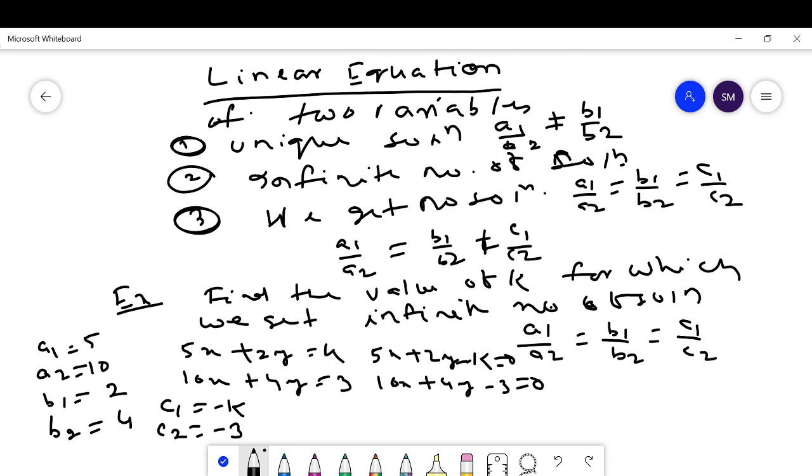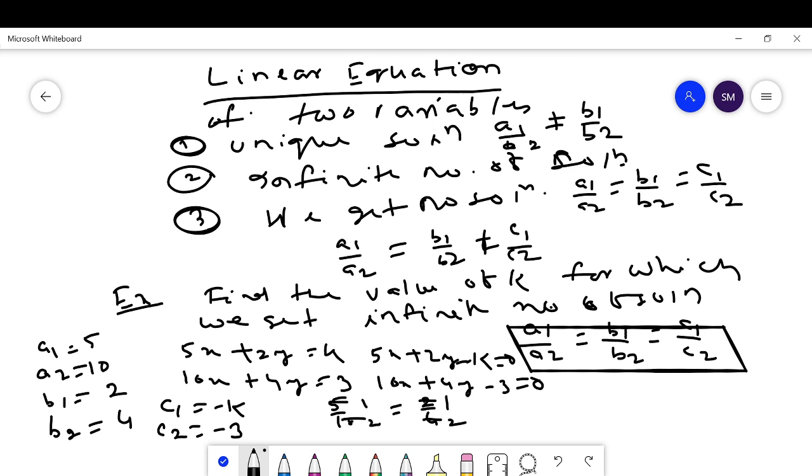Look here. In which conditions do we get an infinite number of solutions? The condition is a1 upon a2 is equal to b1 upon b2 is equal to c1 upon c2. Here a1 upon a2 is 5 upon 10, which is equal to 1 upon 2. And b1 upon b2 is 2 upon 4, which is also 1 upon 2. Then c1 upon c2 is minus k upon minus 3. Minus minus cancel. Then we get half equal to k by 3.